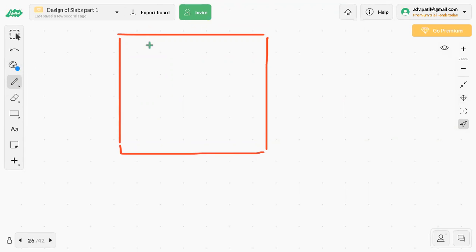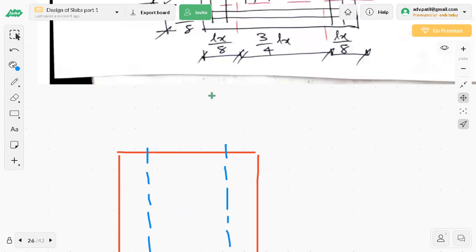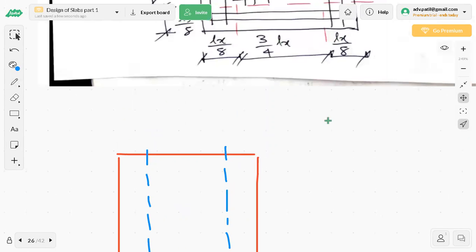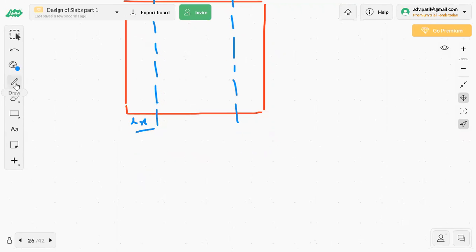This is one line. This side. This is Lx. You can see this one, already it is done. Lx by 8, Lx by 8. Same thing, but I am showing it separately. This is Lx by 8. Panels are three panels. This is Lx by 8.